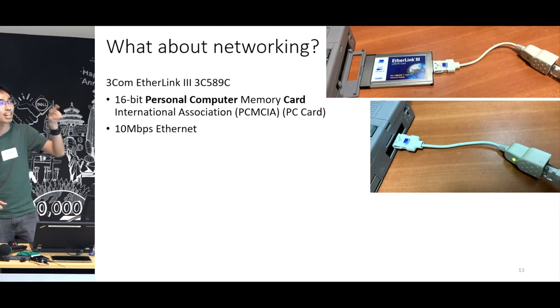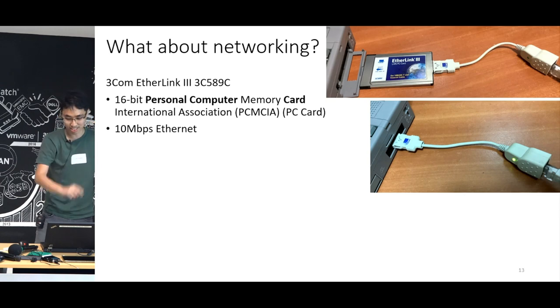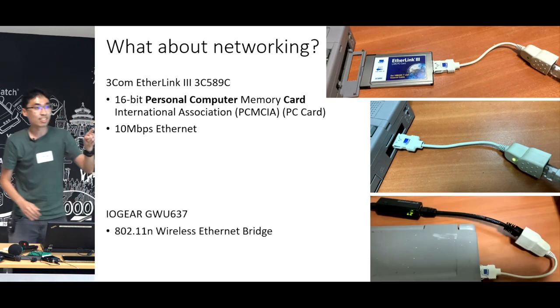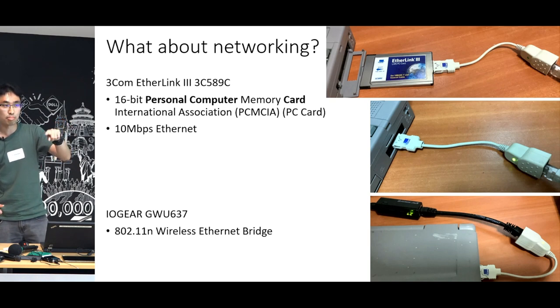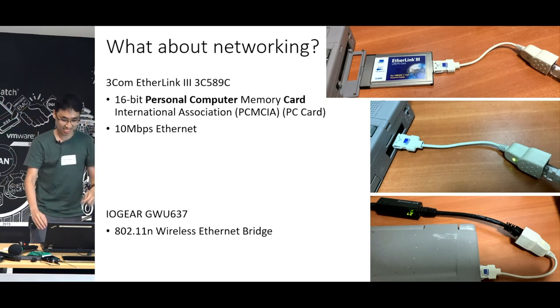So this is a card, you slot it in, then with the dongle, you have internet access. And this is 10 megabit only. It's not 100 megabit, it's not even gigabit. Then after that, I have a wireless ethernet bridge. This one converts the internet to Wi-Fi and it connects to my iPad, which is acting as a hotspot. So adapter after adapter to get to the internet.